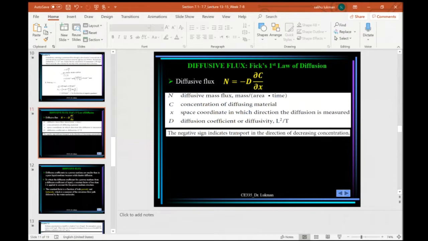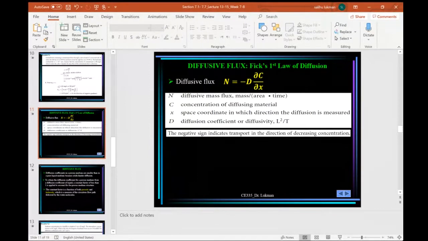The next one is the diffusive flux. Here we derive the diffusive flux based on Fick's law of diffusion. The diffusive flux is given by N equals minus D del C by del X. N is the diffusive flux, which is the mass per unit area per unit time, D is the diffusion coefficient, and X is the space coordinate in which direction the diffusion is measured.